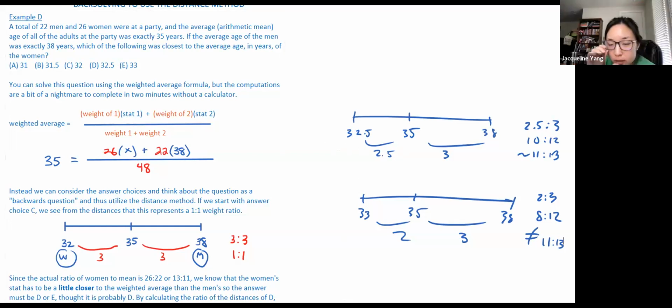I have a question. Please. So just to double check, if you got to the point where you see 2.5 to 3 and 2 to 3, and you're not sure which one is closer to 11 to 13, you could just do that math, right? And just compare.